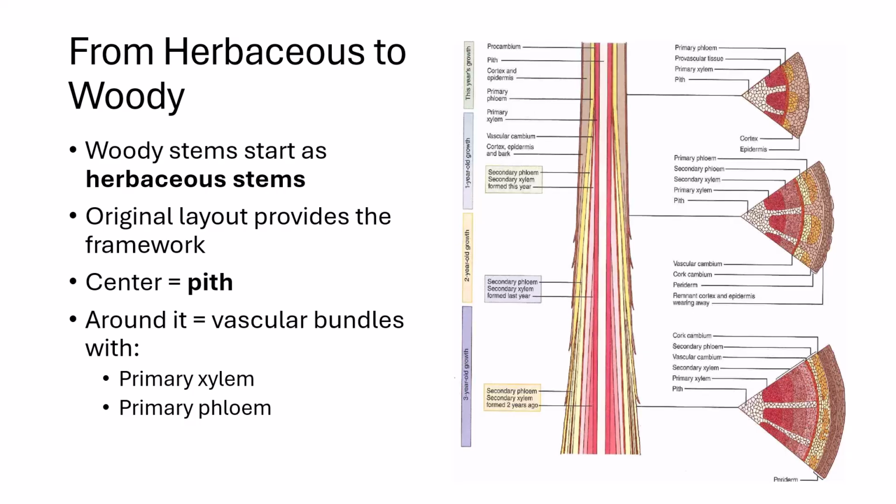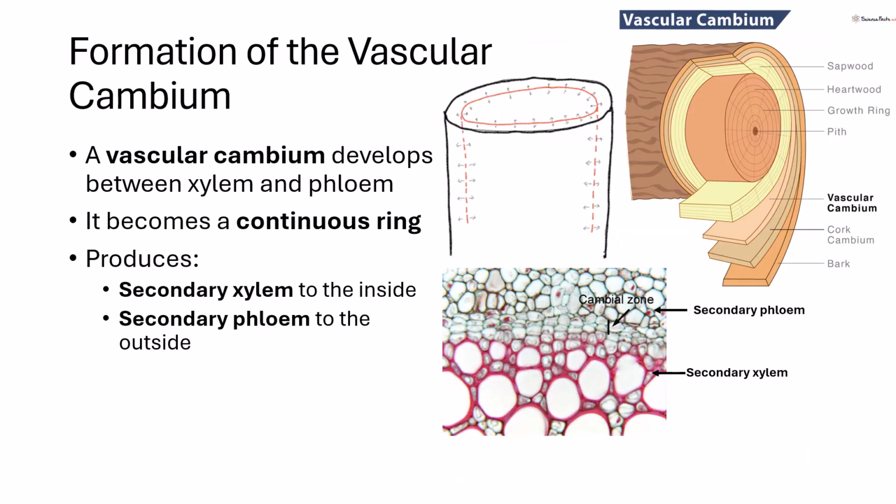In the center is the pith, and around it are vascular bundles that contain primary xylem and primary phloem. As the stem matures, a vascular cambium forms between the primary xylem and primary phloem and eventually becomes a continuous ring. This cambium is responsible for secondary growth. It produces secondary xylem inward, which becomes wood, and secondary phloem outward.